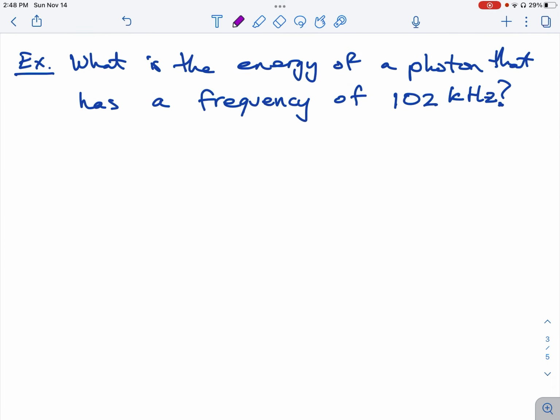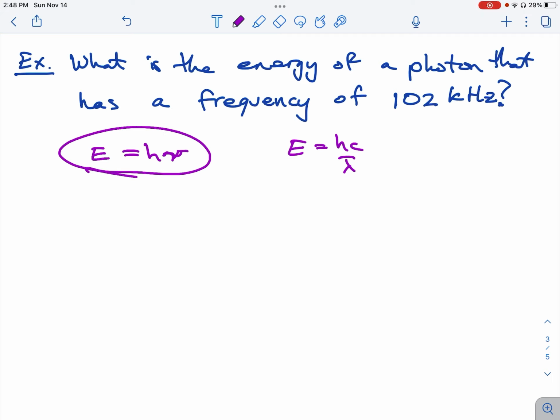The other one, let's look at an energy example. What's the energy of a photon that has a frequency of 102 kilohertz? So here, there are 2 energy equations, and we pick the one to use based on whether we're given frequency or wavelength. You could change frequency into wavelength and vice versa, but this happens enough that it's worth using separate equations. So we're going to use this one because that's the one that has frequency in it.